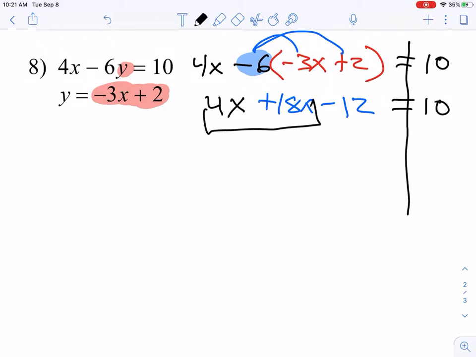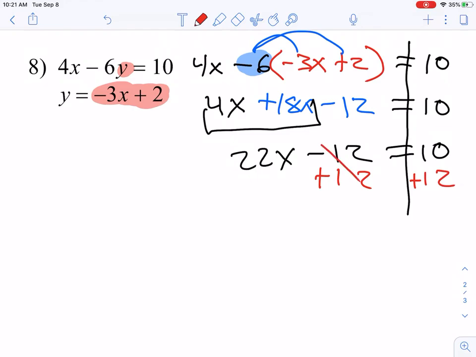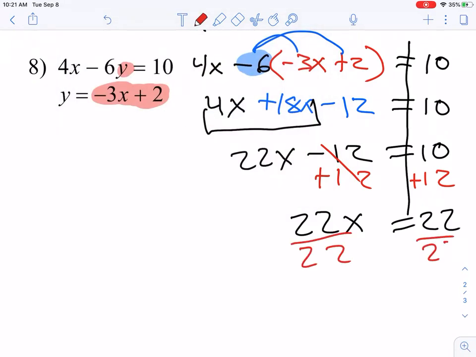Now we combine like terms. So 4x plus 18x is 22x minus 12 equals 10. Now we have a two-step equation, so I'm adding 12 to both sides. So the numbers change, but the process is the same, and that's why it's really important to see this several times, often and repetitive, because it helps us understand the process. We don't necessarily want to memorize what the numbers are. We just want to know what the numbers are doing, and then we can apply it to any set of numbers. So x equals 1 here.